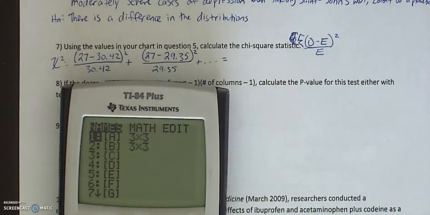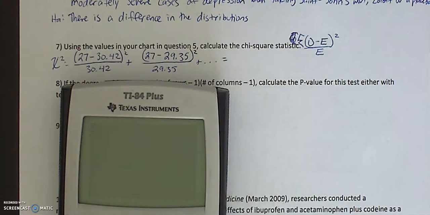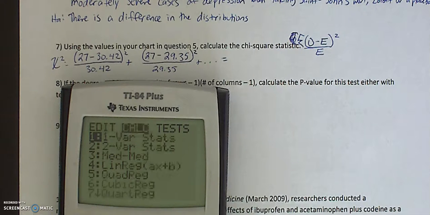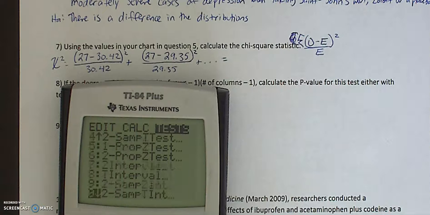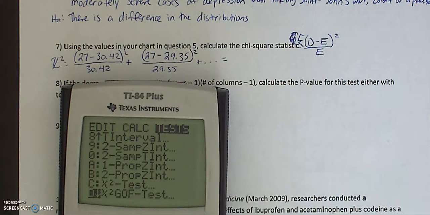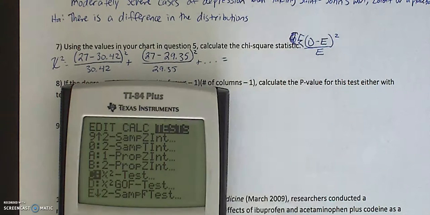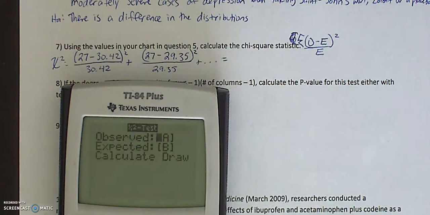There is a shortcut in our calculator. So we're going to go to Stat. We're going to go over to Tests. And we're going to scroll way down and choose just the regular old chi-square test, so option C. I'm going to hit enter.